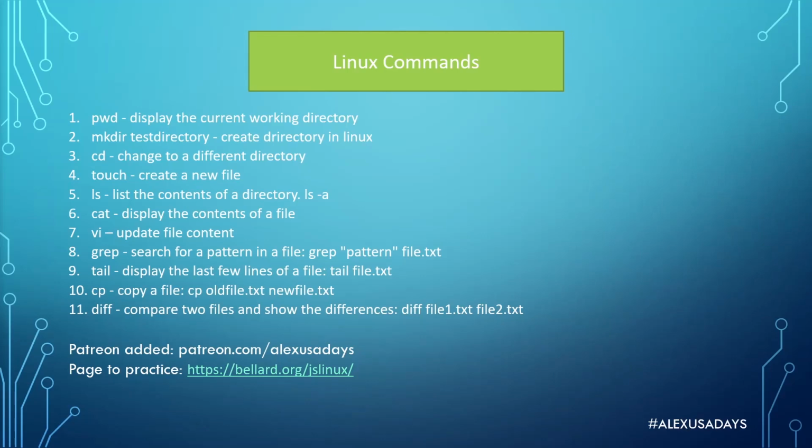cat, that will display the content of a file. vi is an editor. Using vi you can actually get into the file and update the file content, and we'll do that. grep will search for a pattern in a file. I'll show you how to do that. tail displays the last few lines of a file. So if it's a long file and you want to read what it's all about, like get the last part of it, you can use the tail command with a file name. cp will copy a file, so you can copy one file into another, or create a new file as a copy of a previous one. diff will compare two files and show the difference between file 1 and file 2.